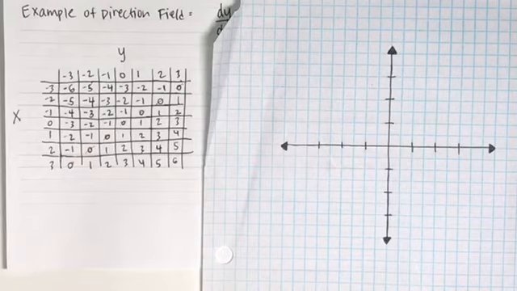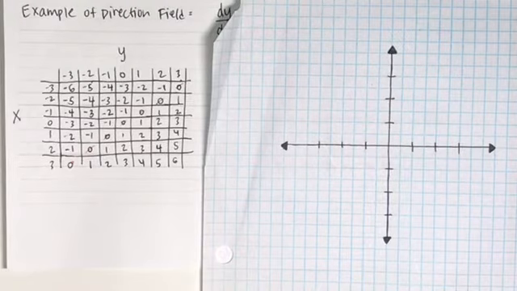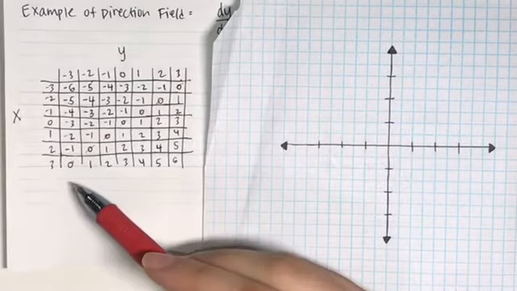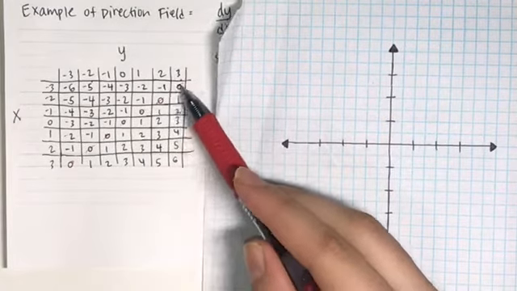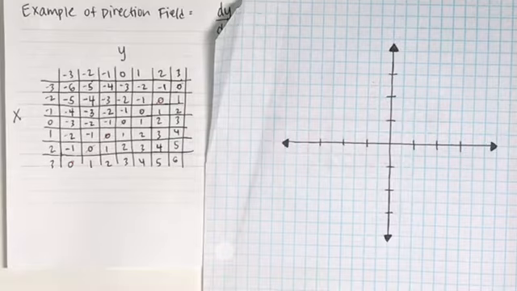Now that we know the slopes at different combinations of points, we can start to draw our direction field. I like to first draw my arrows for the points that have a horizontal line. So that means that their slope is going to be 0. And we can see on this chart that there is a whole diagonal filled of points that have a slope of 0. So I'm going to draw those first.